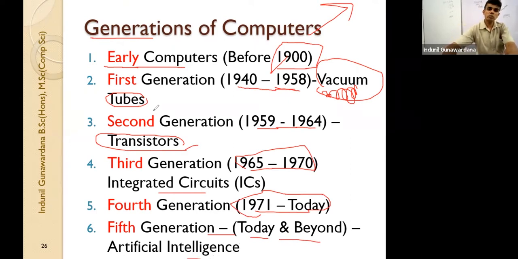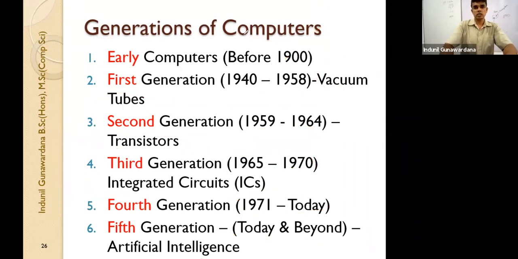So this generation breaking is based on the technology they use: vacuum tubes, transistors, ICs, and the fourth generation is based on microprocessors, that means CPUs. And then the fifth generation, today and beyond. That's the basis on which we break the generations. We'll cover the generations further.